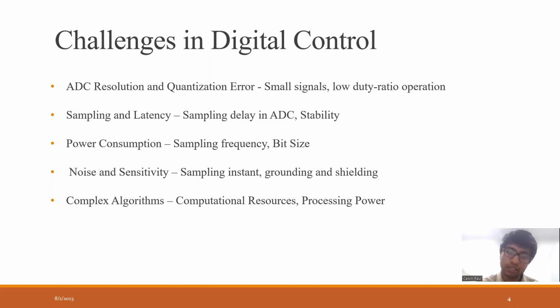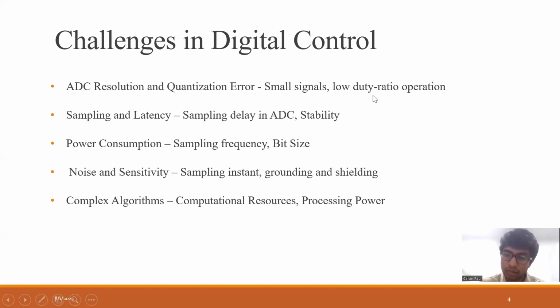There are certain challenges like ADC resolution. ADC resolution is how small a voltage level the ADC can sense. Also, there is a quantization error in the ADC. So when there are very small signals, in the millivolt range, etc., they might not be sensed by the ADC properly. So what to do in such a situation? Also, for low duty ratio operation of these buck converters or boost converters, there could be certain issues.